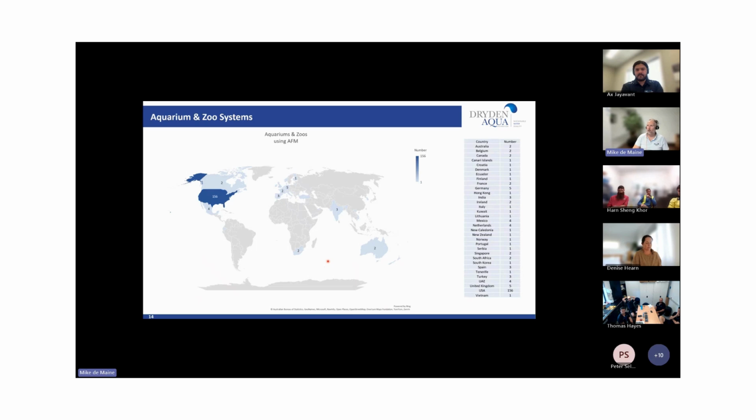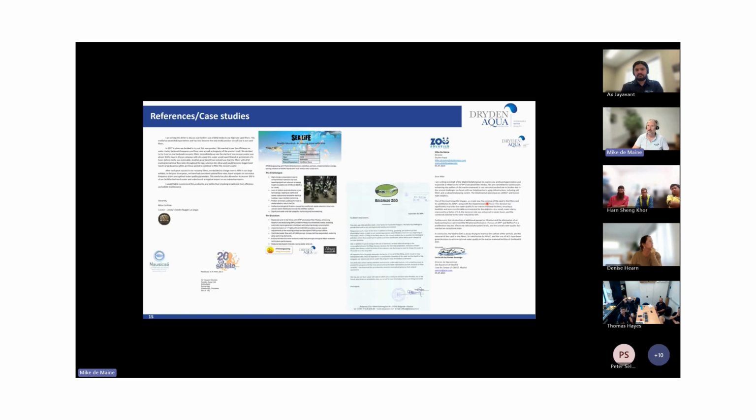Aquariums and zoos around the world, we're at over 200 now. Some of these are too small to put numbers into, but here's some numbers on the side. We have many aquariums and zoos around the world. I don't have a number of aquaculture facilities, but I'm working on that now with our distributors to give us lists. So I'll be asking ACS how many aquaculture facilities they have supplied AFM to, but you can see that we're well represented around the world with AFM.